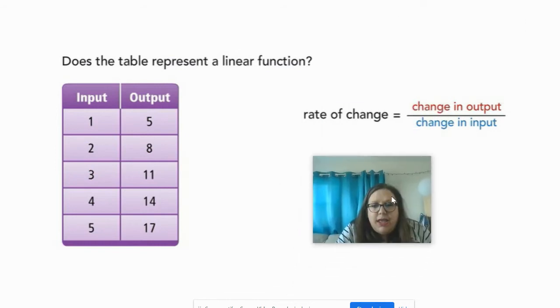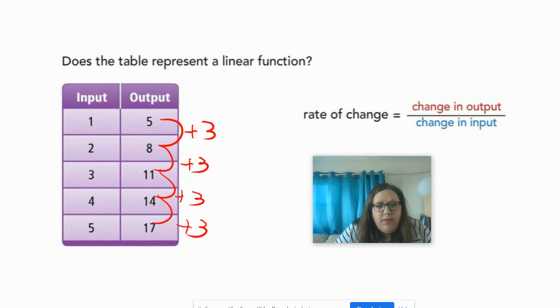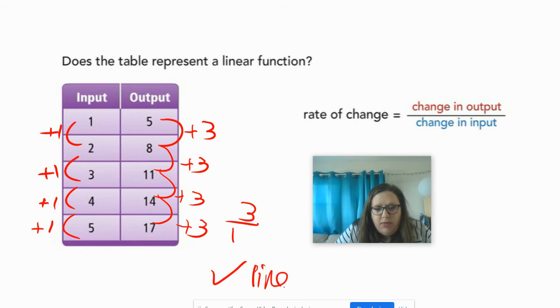All right. Does the table represent a linear function? I know you're thinking that we would have to graph all these points, and no, ain't nobody got time for that. We're just going to look at the table and look at the changes. My change in y would be plus 3, plus 3, plus 3, and then plus 3. And then all of these are plus 1, plus 1, plus 1, and plus 1. So this has a rate of change of 3 over 1, a constant rate. So yes, it is linear, because it has a constant slope of 3. All right, let's keep going.